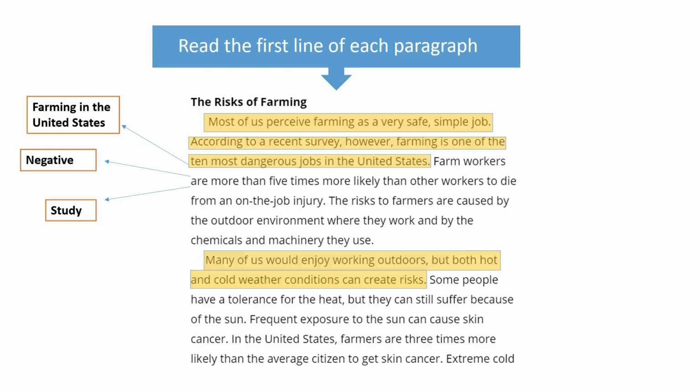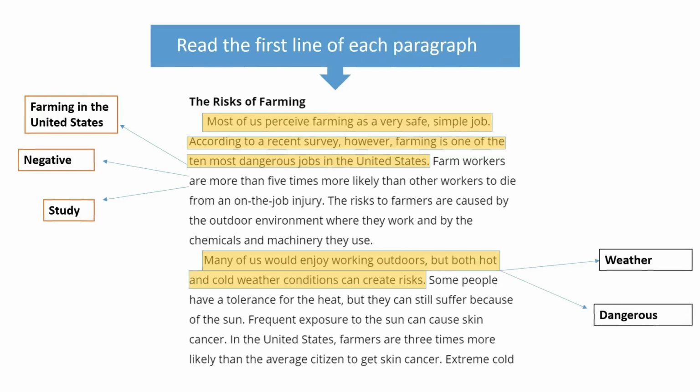So for the second paragraph, we have many of us would enjoy working outdoors, but both hot and cold weather conditions can create risks. So we know straight away this is about the weather. This paragraph will be about the weather as it relates to farming, and that it's dangerous.